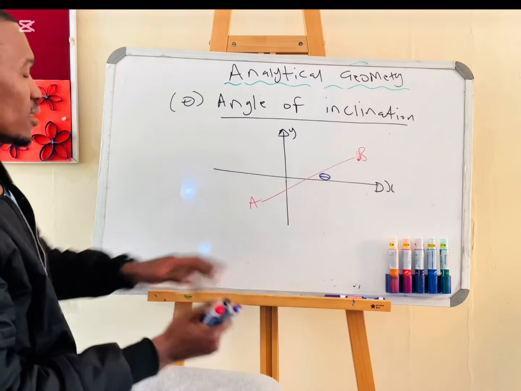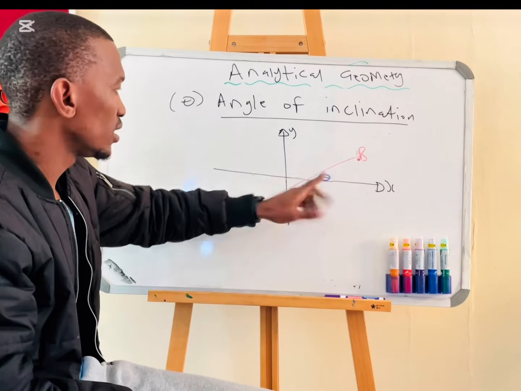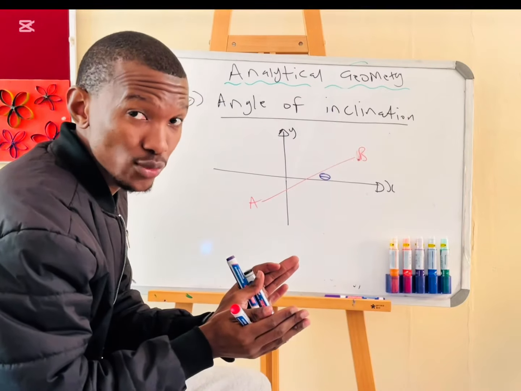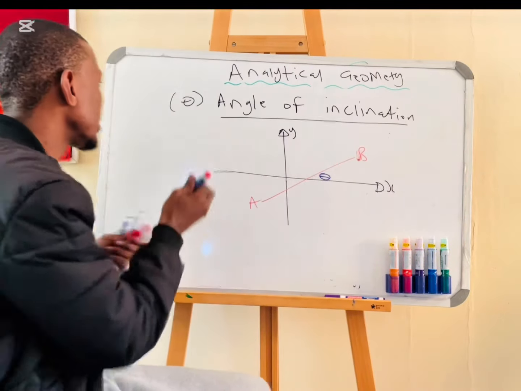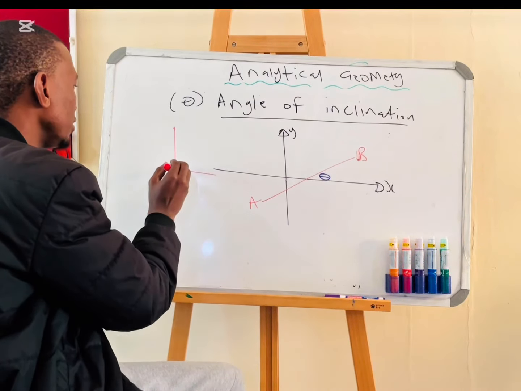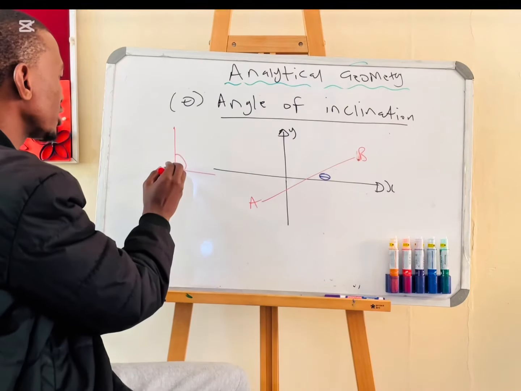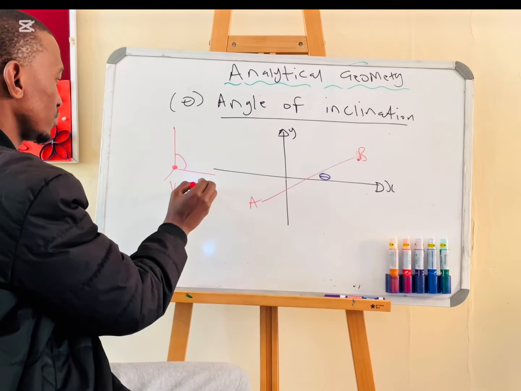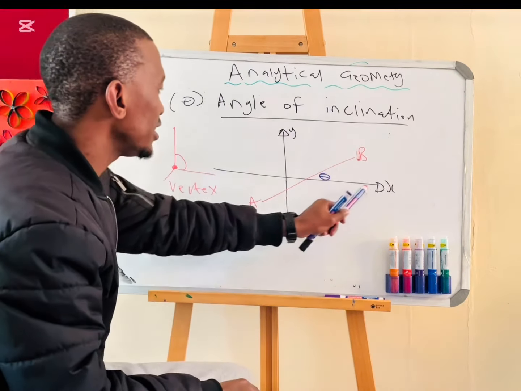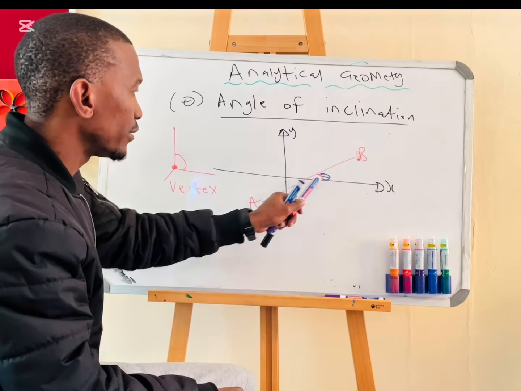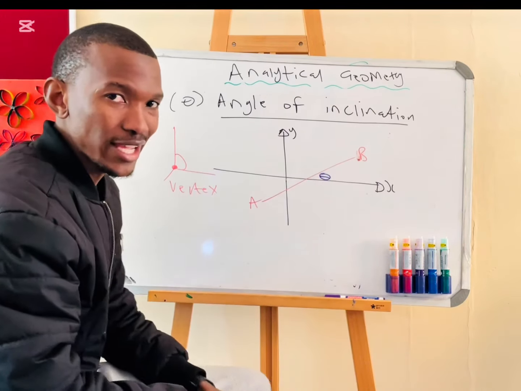Okay, so guys, you can see there is an angle. Remember, an angle is when two lines meet at a point called a vertex. That's what we call an angle. This point is called a vertex. So you can see the x-axis and line AB meet at this point here, then they form an angle. That angle is called the angle of inclination.